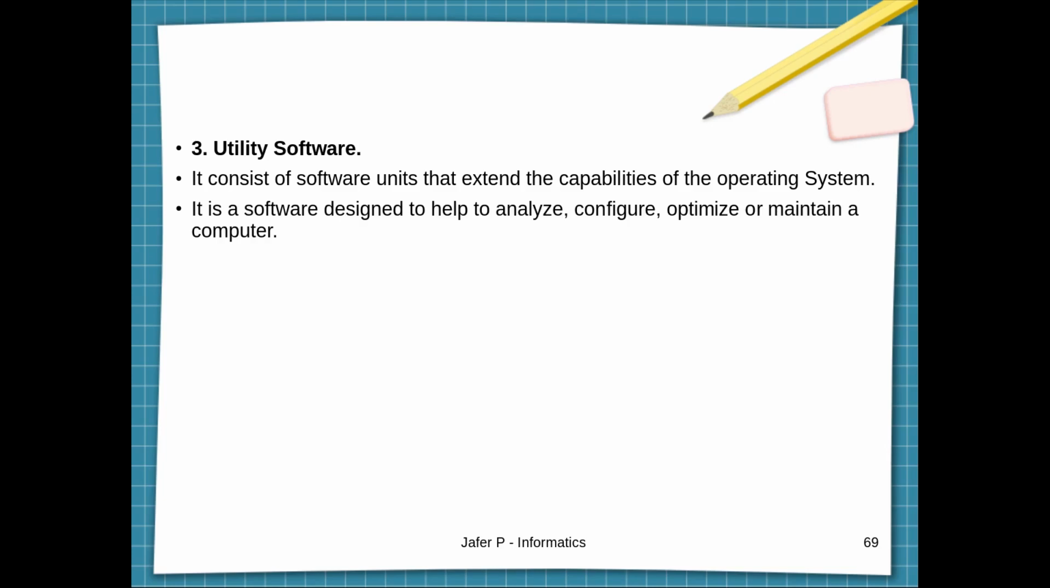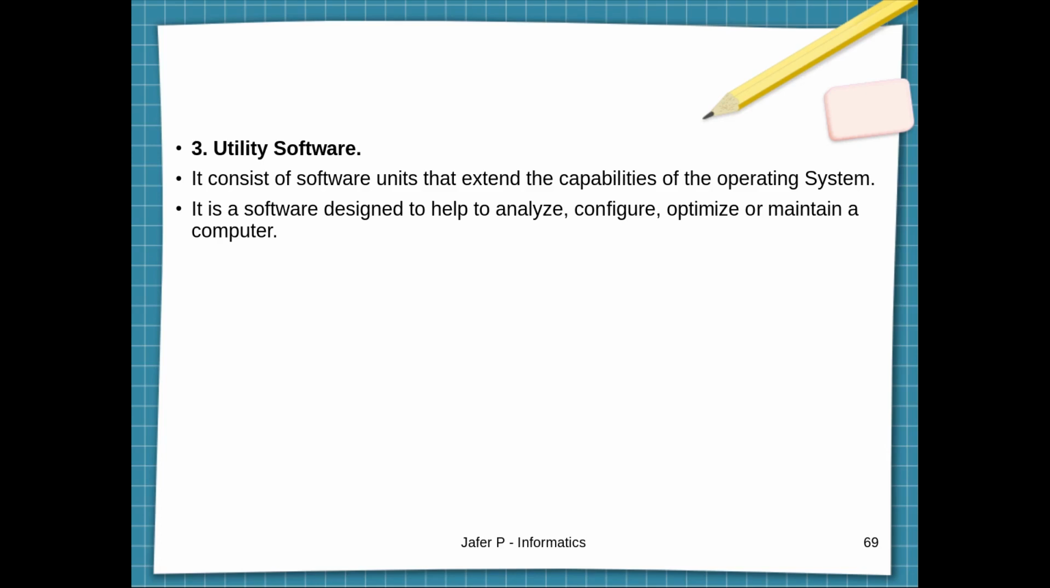It's a software designed to help analyze, configure, optimize, or maintain a computer. What are the tasks done by the utility software? It is a software designed to help to analyze. This utility software will analyze the computer operating system. Whenever you want to configure the operating system, you can configure. That means taking a backup. It's a configuration. Optimize or maintaining a computer system.